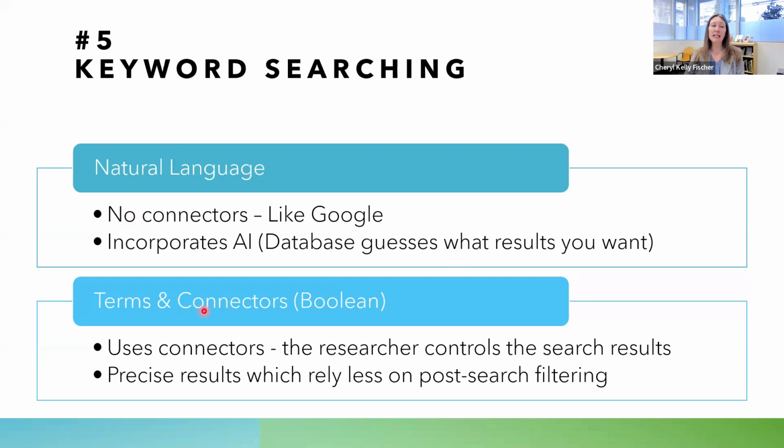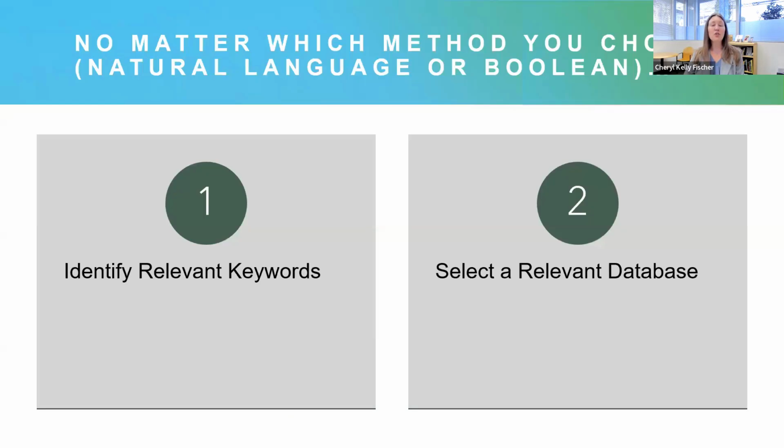But in terms and connectors, you use the connectors. You control exactly what the computer is going to give back to you, and it gives you very precise results, which rely less on post-search filtering, but also means that you have to get this right. If you don't get the connectors and your terms exactly right, the computer's not going to give you back anything useful. So no matter which method you choose, the natural language or the Boolean options, you have to use relevant keywords, not just junk keywords.